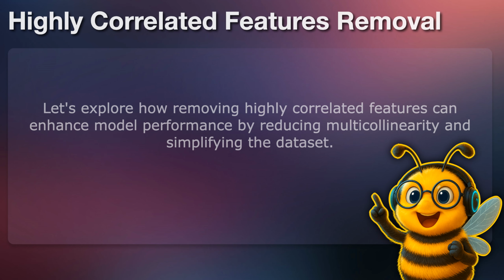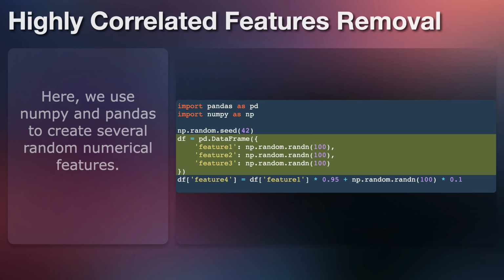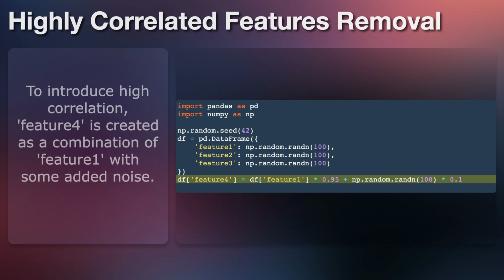Let's explore how removing highly correlated features can enhance model performance by reducing multicollinearity and simplifying the dataset. Let's see how to generate a dataset with correlated features for our demonstration. Here we use NumPy and Pandas to create several random numerical features. To introduce high correlation, Feature 4 is created as a combination of Feature 1 with some added noise.